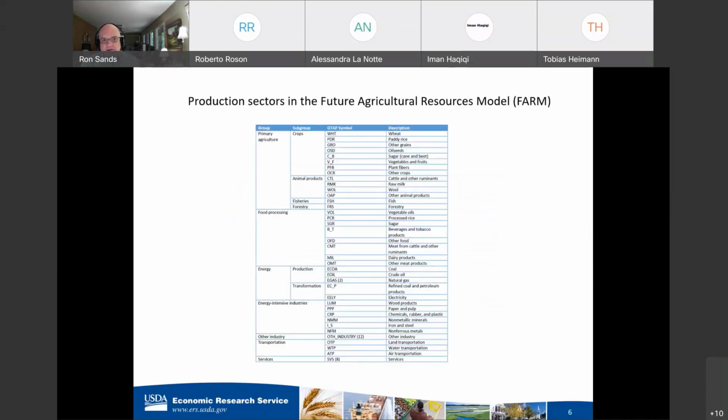This is the way that production sectors are aggregated from the GTAP data set to the FARM model. It retains all of the GTAP sectors for primary agriculture and food processing. It also retains all of the energy production, transformation, and energy-intensive industries, and mostly aggregates the services sectors.